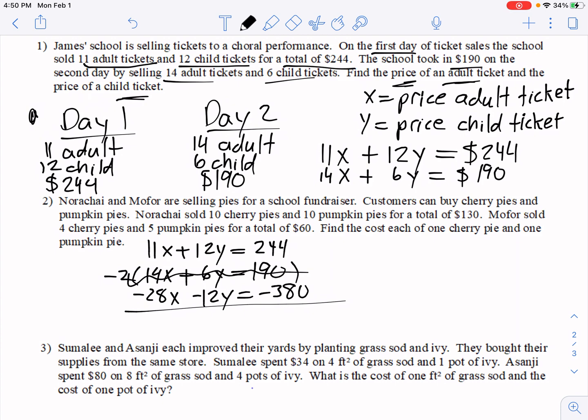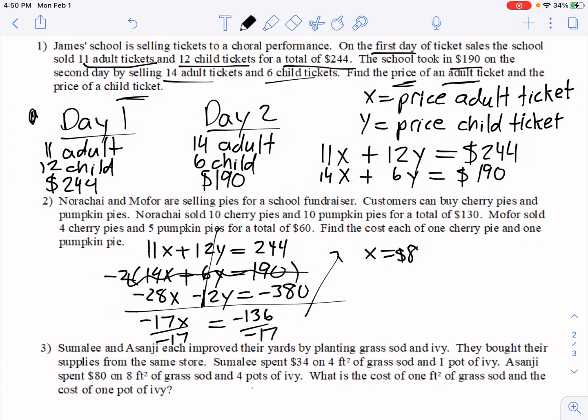So now I can add the top and the bottom together here. We have different signs, so we have 11 minus 28, which is going to give us a negative 17x. Our y's cancel out, and then we have 244 minus our 380, which is going to give us a negative 136. Divide by negative 17 on both sides. Two negatives are going to make a positive, and again, you can use your calculator here to divide it out. But we get that x equals 8. Now, if you go back to remember what X represents, it's the price of adult tickets. So that means the adult tickets cost $8.